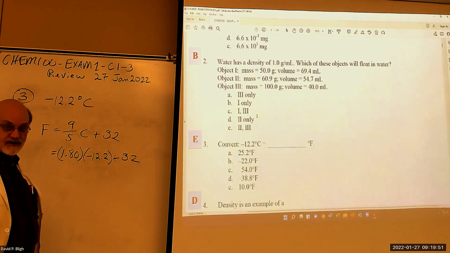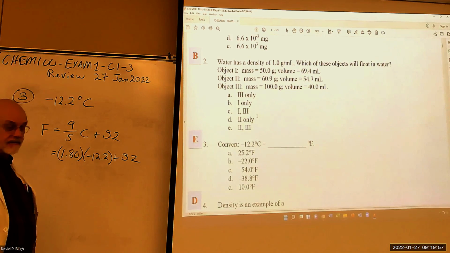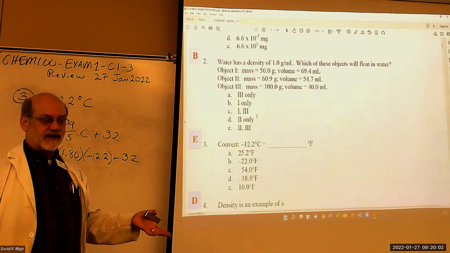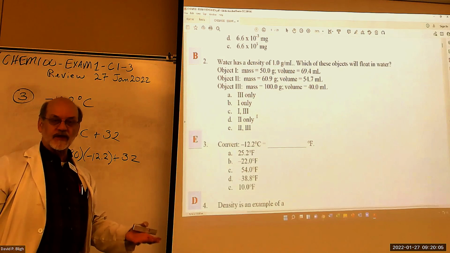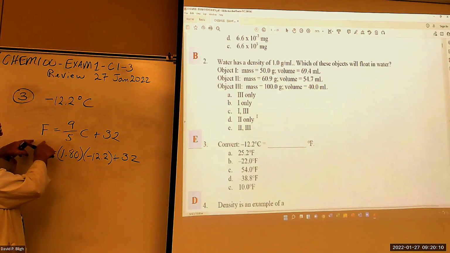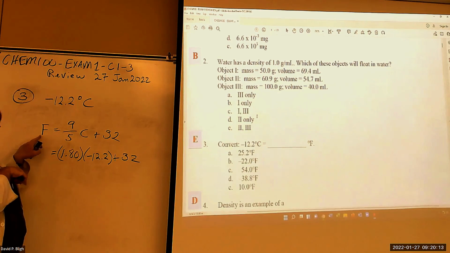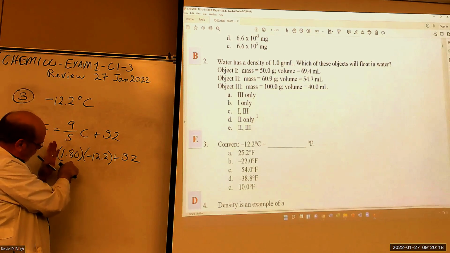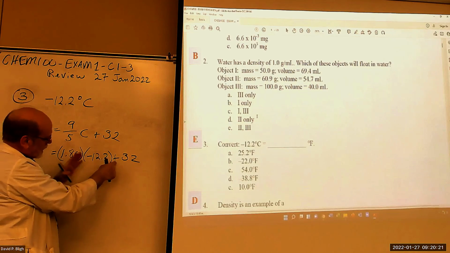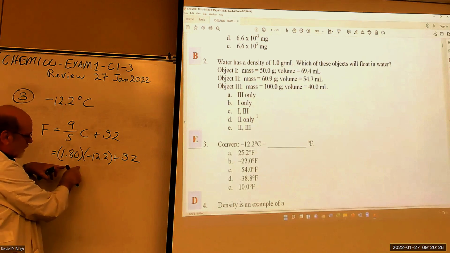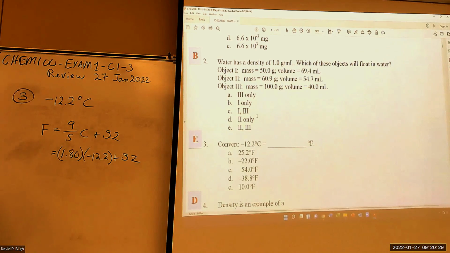Have you had algebra? A long time ago? Okay. We use algebra, but we're not going to use everything that you learned in algebra class, just a few things, and this is a refresher. How do you solve for this one? Well, it's already solved for Fahrenheit, so we just need to plug in the values. This one is 1.8, this one is minus 12.2, and then you add 32. So you multiply these two together and add 32, and you've got your answer.